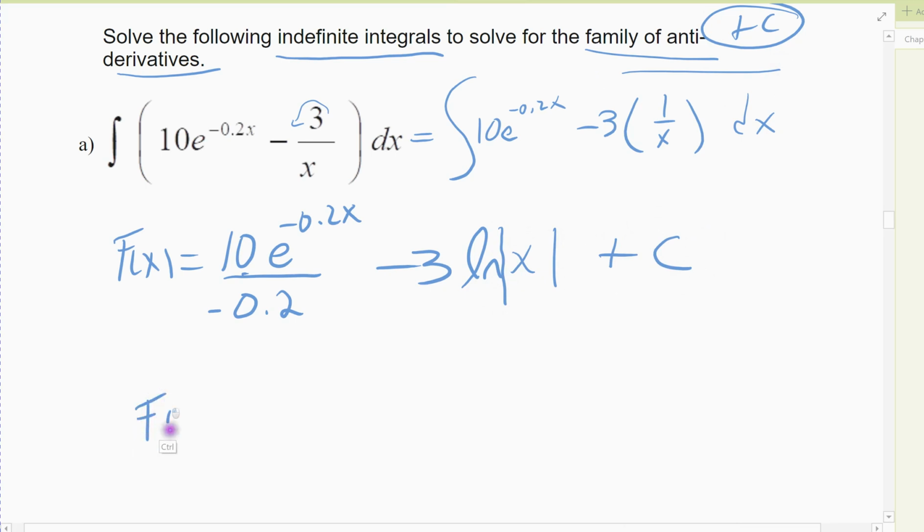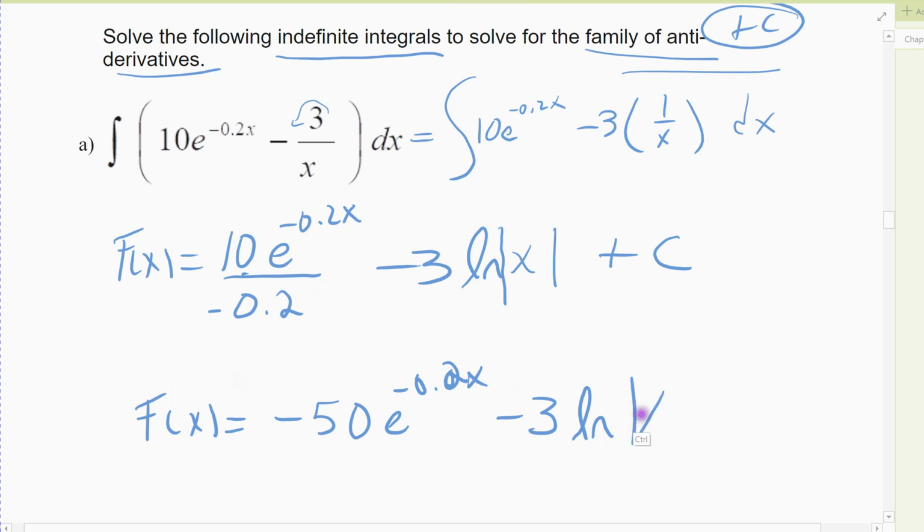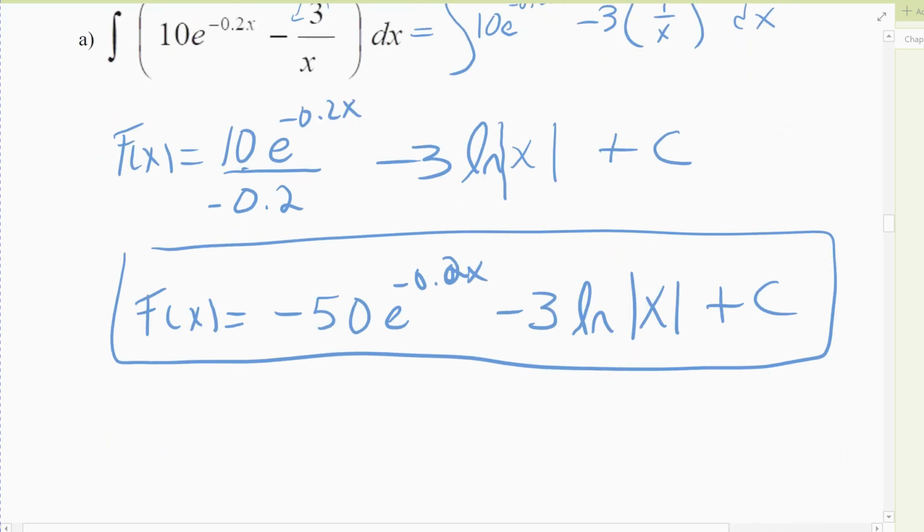And so this is not how you should leave it. You should simplify. You have your calculator. You can take 10 divided by 0.2, or again multiply by a fifth. So I get negative 50e to the negative 0.2x minus 3 times the natural log of the absolute value of x plus c. And there is my antiderivative. If I take the derivative of this, it would give me my original expression back. It would give me 10e to the negative 0.2x minus 3 times 1 over x plus c. If you took the derivative of that, that's the expression that you would get. Now, again, that would be the check step. You can do a mental check to make sure that's the case, but that would hold true.